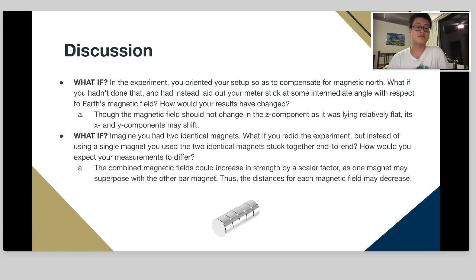Addressing the what-if of this lab's experiment, the magnetic field should not shift in the Z component, though it may shift in the X and Y components if the setup was not to compensate for magnetic north. And if two identical magnets were stuck together, then the combined magnetic field should increase in strength by a scalar factor, or approximately double, as one magnet may superpose with the other. Thus, the distances may decrease, as they could be treated as a single larger magnet.